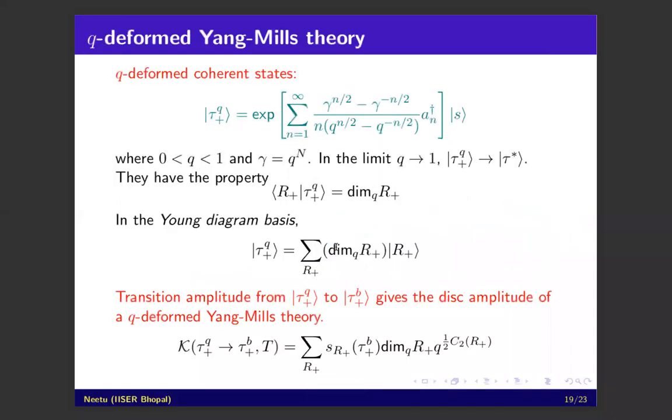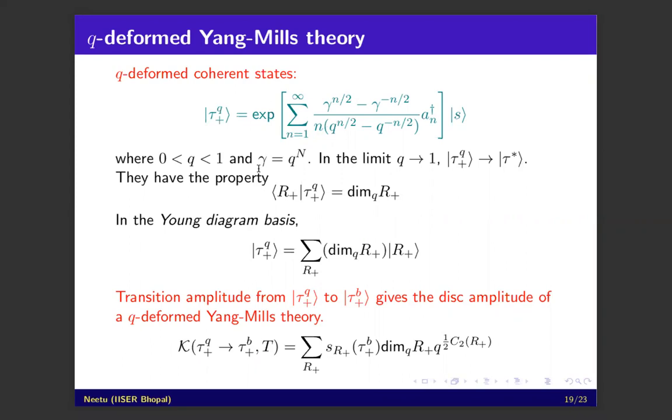Then we can go to the q-deformed Yang-Mills theory. For that, we define a new set of states which are labeled by a parameter q. This lies between 0 and 1. So this state, in the q goes to one limit, reduces to the special coherent state that we considered, tau star.